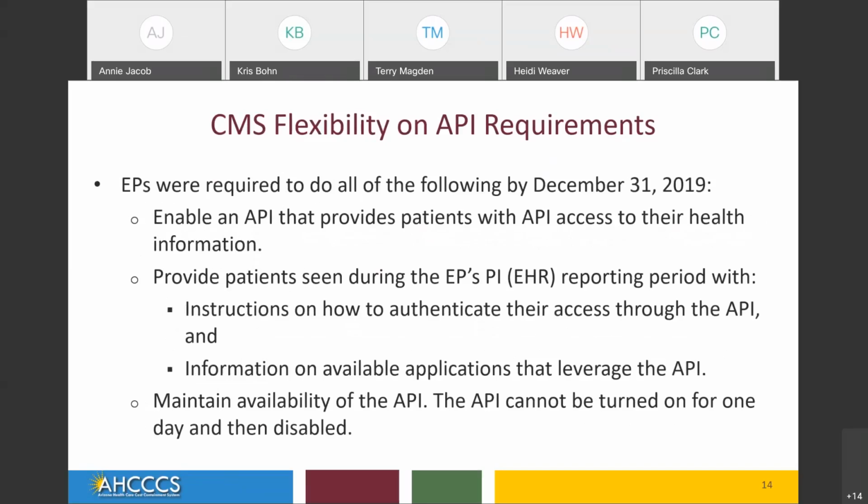EPs were required to do all of the following by December 31st, 2019. Enable an API that provides patients with API access to their health information. Provide patients seen during the EP's reporting period with instructions on how to authenticate their access through the API and information on available applications that leverage the API. The EP must maintain availability of the API. The API cannot be turned off for 1 day and then disabled.